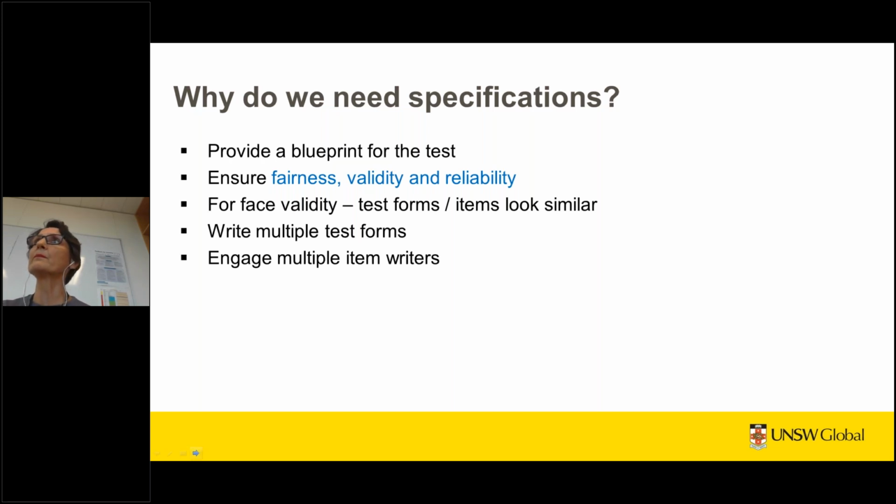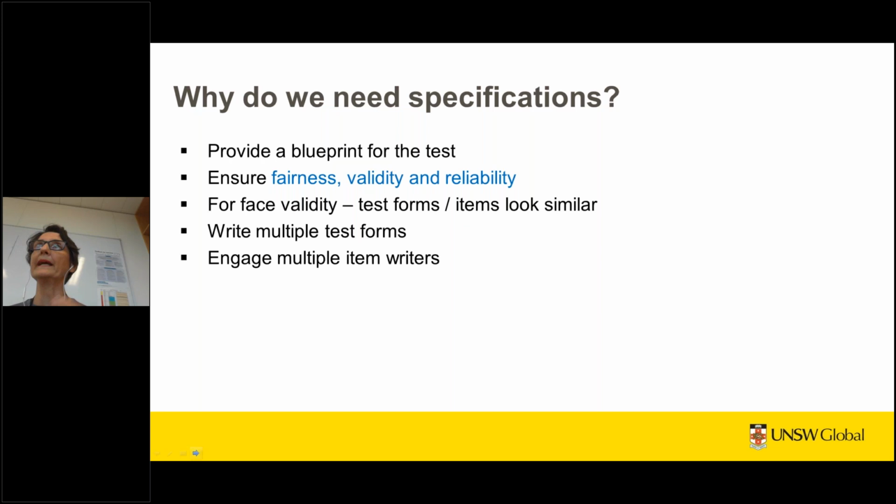Test forms, some people might not know what that means. That's a test itself. It can be a paper form or it can be an electronic form, but that's the test as the students see it. We call that a test form. And we normally call questions items when we're test writing, because a lot of the questions are in fact not questions. Like there could be true, false, not given or something like that, which is not a question. Some of them are questions and some of them aren't, but they're all items. And test specifications allow us to write multiple test forms and engage multiple item writers.